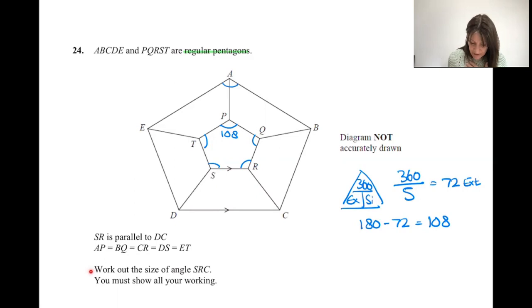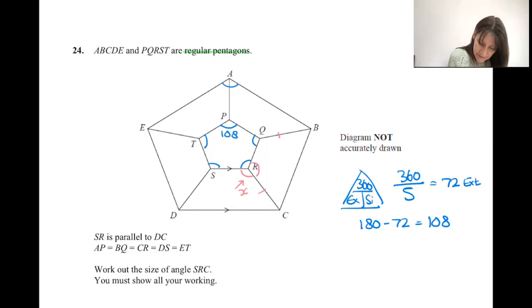If I go to find out what it is they want me to find, it says work out the size of angle SRC. So SRC is this angle here. Go from S to R to C, so it's that angle there. Now, due to all this additional information that they've given us, that these lines, for example, are equal, it means that you've got that symmetry going on. So if that angle there, which is X, is a certain size, then so will this one here.